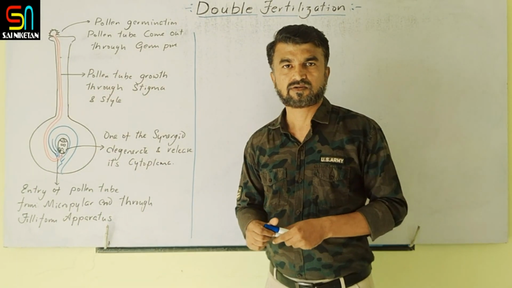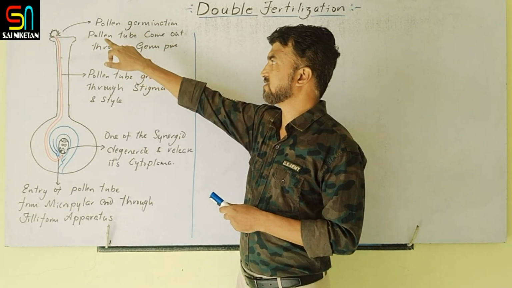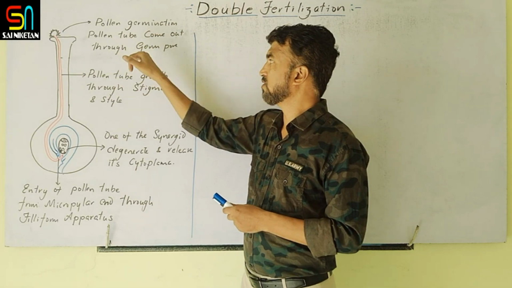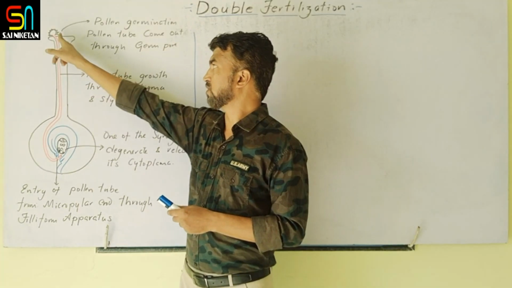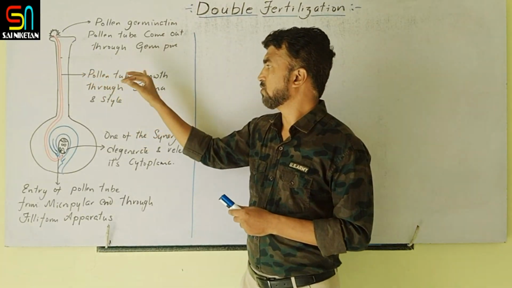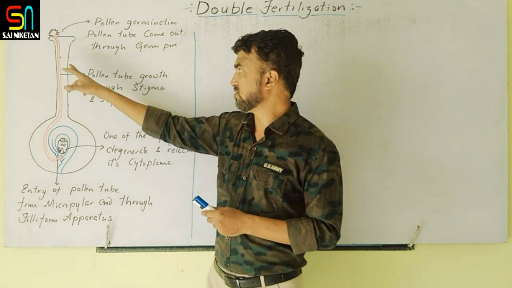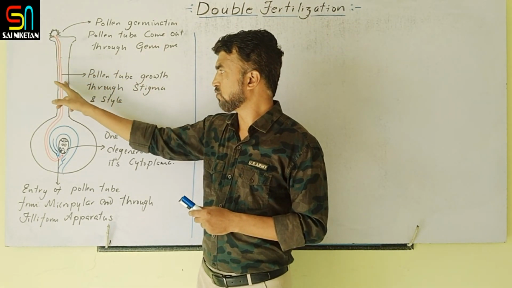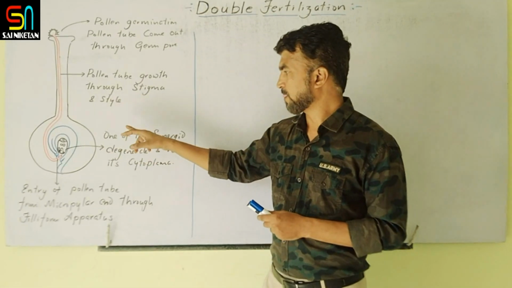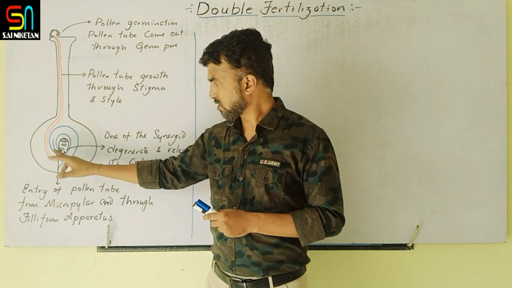So what happens? The pollen germination takes place on the stigmatic surface. The pollen tube comes out through one of the germ pores. The same pollen tube shows growth through the stigmatic and the stylar region, so it will gradually grow towards the ovary region. As the pollen tube enters the ovary, it will move toward the micropylar end.